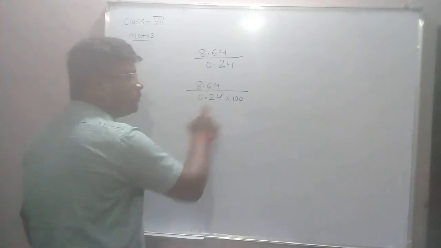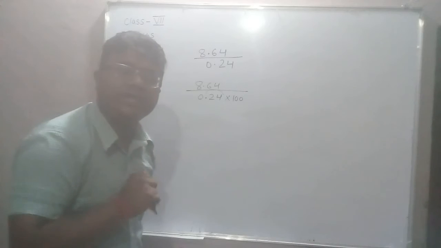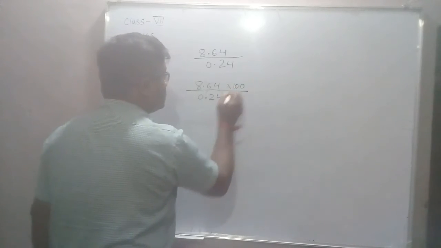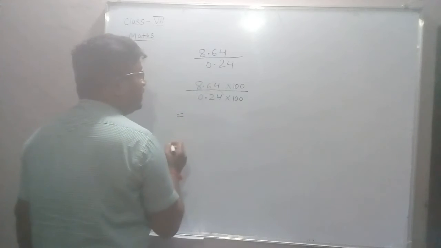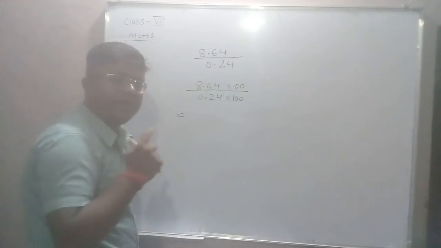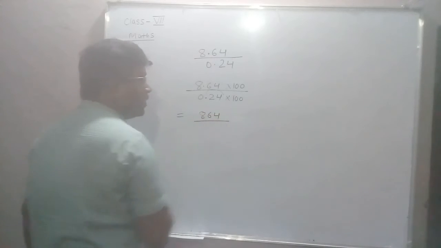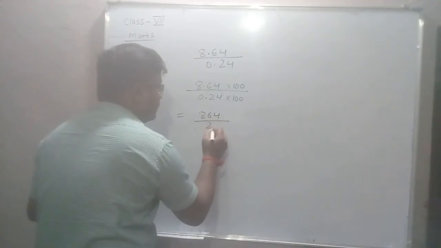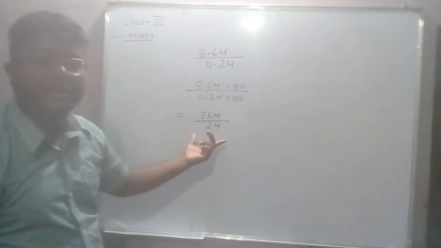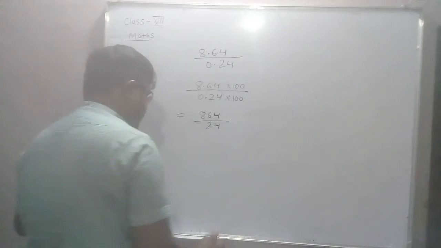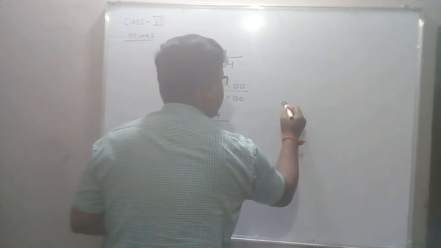You are not supposed to multiply 100 to the denominator only. We will multiply this 100 towards the numerator also. So in the numerator and denominator, multiply both by 100. Okay, so you will get 864 divided by 24. I hope you can easily divide these numbers. Division you do yourself, or let me show you.